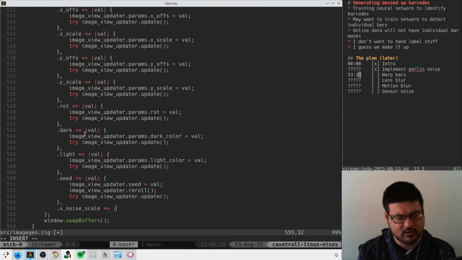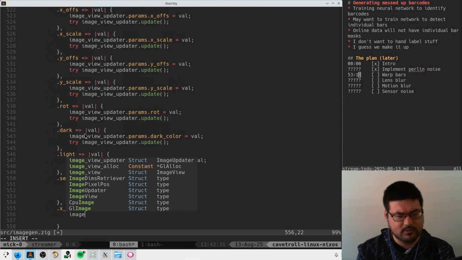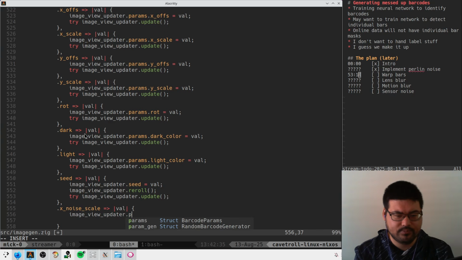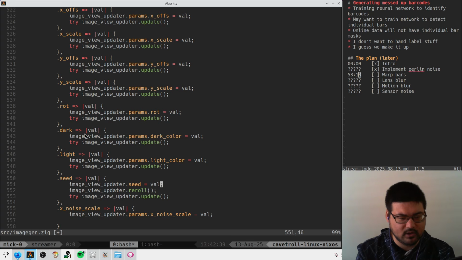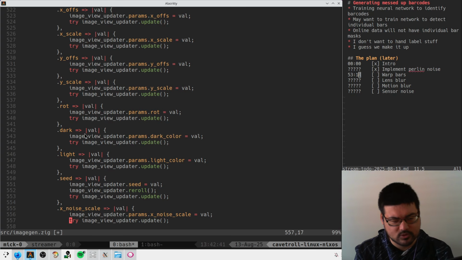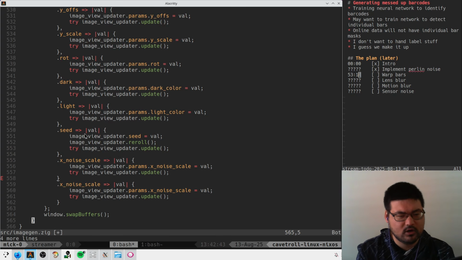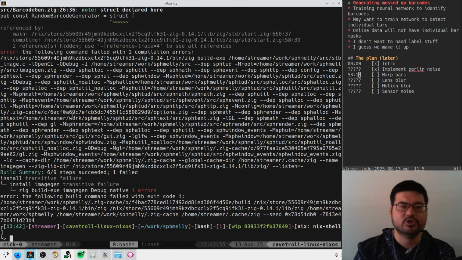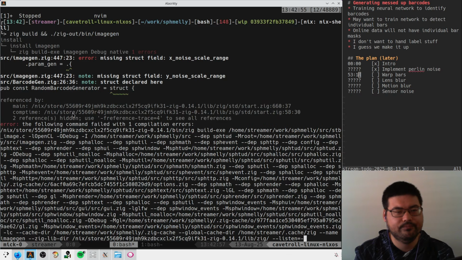So here we're like image view updater, params X noise scale is val, and then we update. Trigger an update, regenerate this. We do the same for Y, like this, and Perlin seed. All right. That should start to look pretty good.